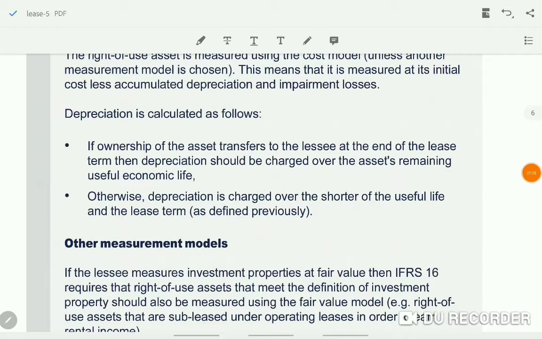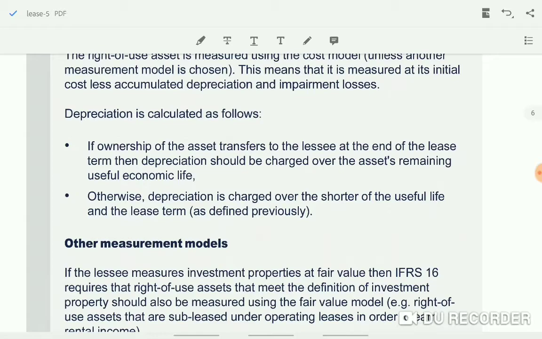Next one, for subsequent recognition, first we will see how to calculate the depreciation. See, in case the legal title or ownership of the asset will pass on to the lessee at the end of the lease term, then we have to calculate depreciation based on the asset's useful life. Okay, if ownership or legal title will pass on to the lessee at the end of the lease period, then depreciation is based on the remaining useful life of the asset. If not, then the depreciation should be charged based on the lower of the asset's useful life or lease term. Whichever is lower, that should be taken for calculating the depreciation.